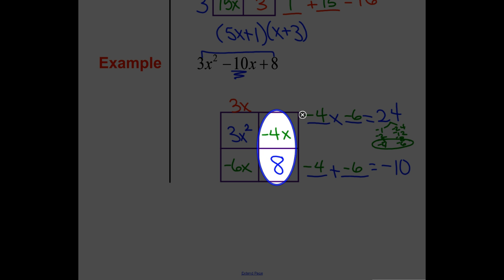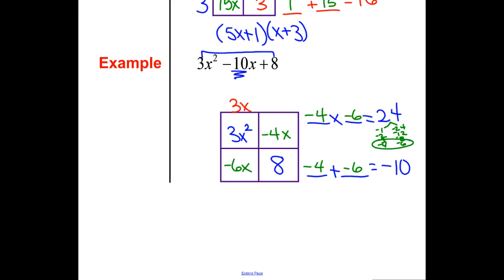Well, now this is the trickier part. Since we're going up, we're going to use that negative 4x. That negative in front of it means we know it's got to be a negative number. And if we look at 4x and 8, it'd be a positive 4. So our actual greatest common factor is negative 4x.